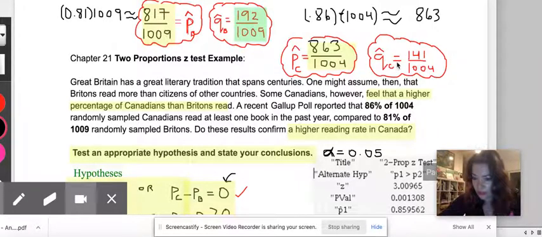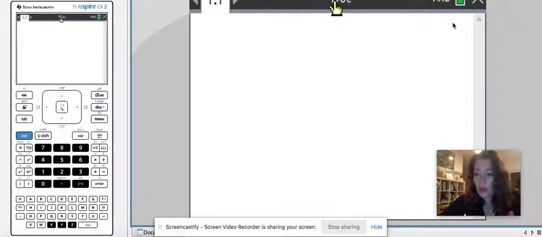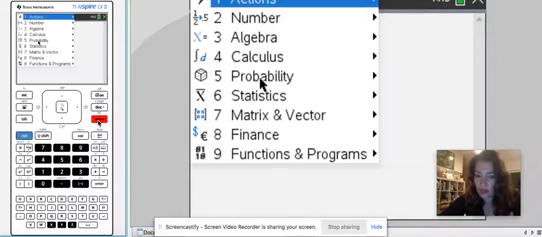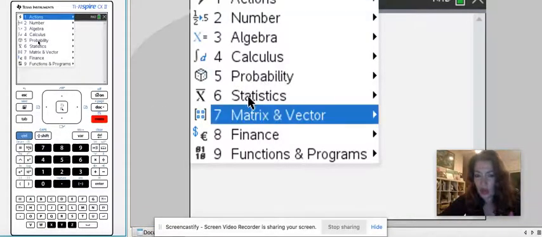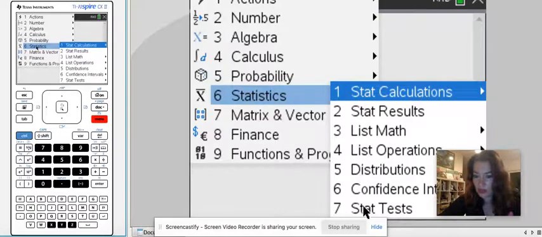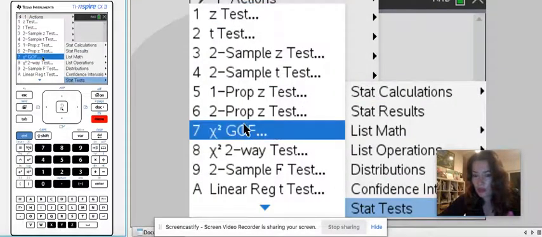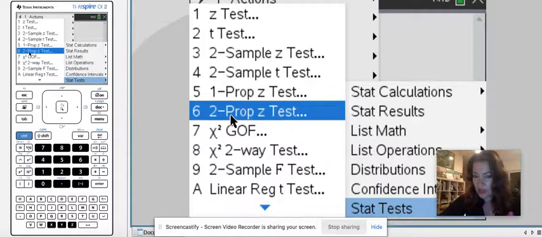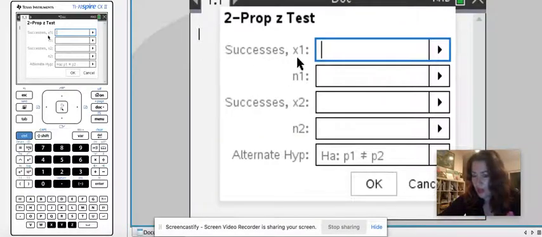Now, why did I convert it to fraction form? Because when we want to do a two-proportion z-test in our calculator, as you can see right here, we will have to enter the two fractions. You cannot enter a percentage. So first thing we're going to do is statistics, go to stat tests, and go to the two-proportion z-test. You can see right here, it's asking me to enter the first sample, and then I enter the second sample. Keep in mind, you have the opportunity to decide which is your first sample or which is your second.